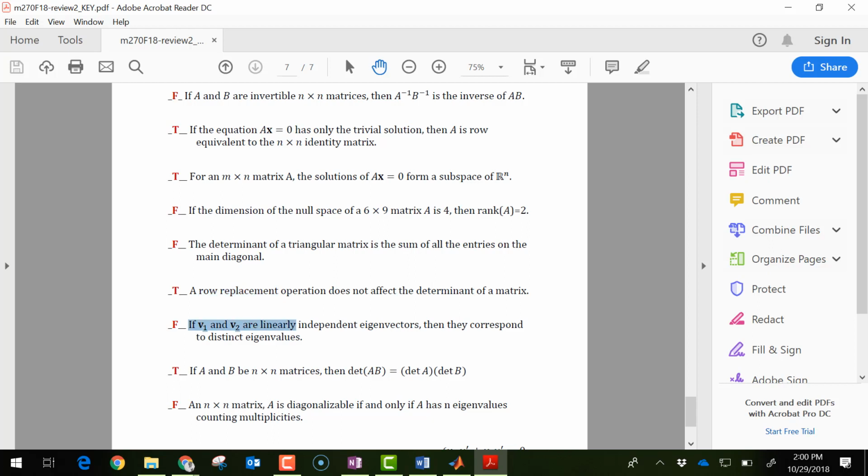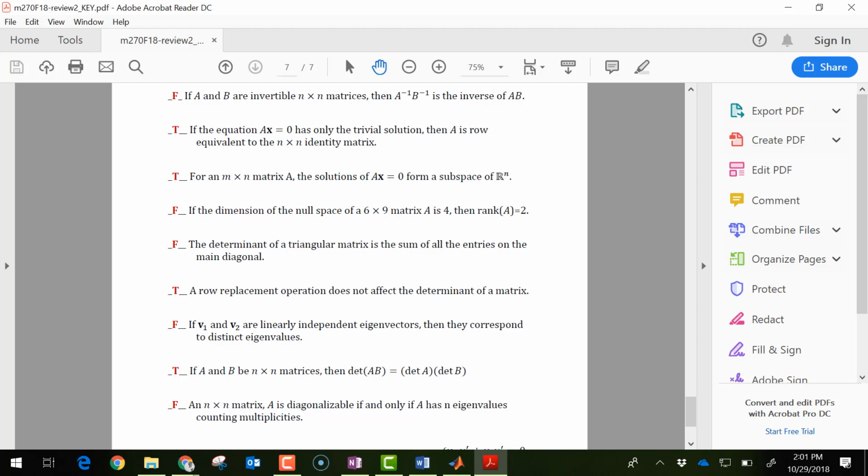If v1 and v2 are linearly independent eigenvectors, they correspond to distinct eigenvalues. Is that true or false? It says false. Why is it false? You can have an eigenvalue with multiplicity 2 that could possibly generate two linearly independent eigenvectors. So that's a possibility, and this is false. If A and B are n by n matrices, then the determinant of the product AB is equal to determinant A times determinant B.